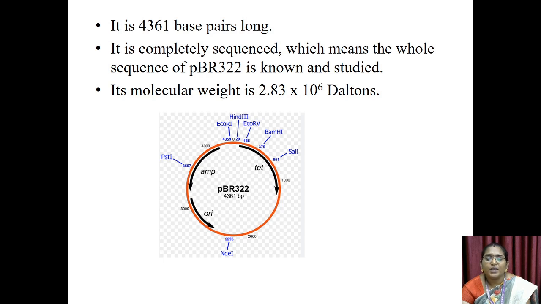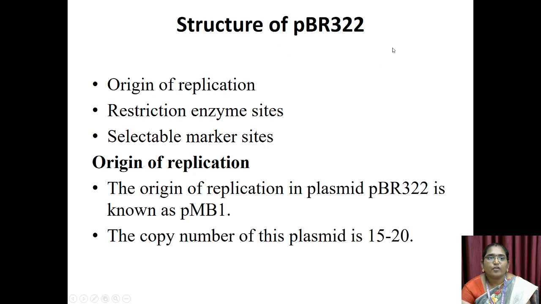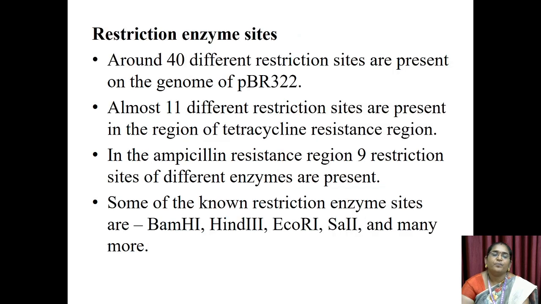Its molecular weight is 2.83 x 10^6 Daltons. Structure of pBR322: origin of replication, restriction enzyme sites and selectable marker sites. First one is origin of replication. The origin of replication in plasmid pBR322 is known as pMB1. The copy number of this plasmid is 15 to 20.